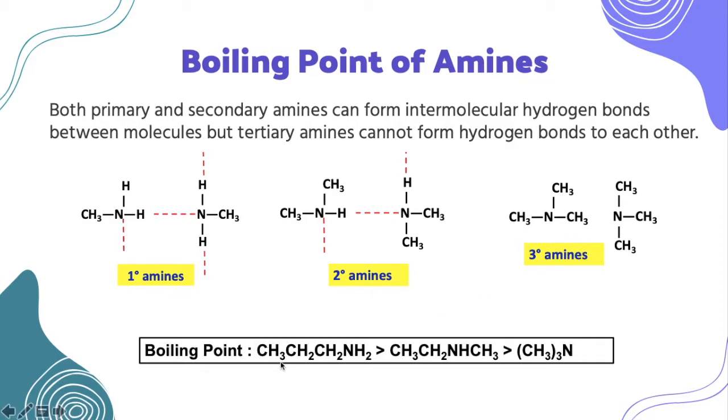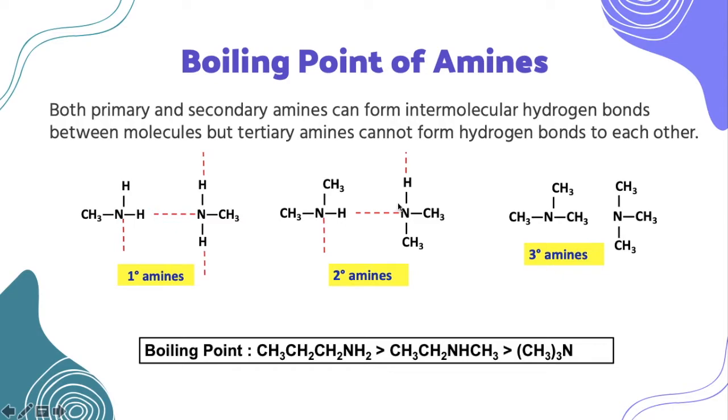That makes the boiling point of primary amine higher than the boiling point of the secondary amine, and the boiling point of primary and secondary amines are higher than the boiling point of tertiary amine. The reason why primary amine has higher boiling point than secondary amines is because primary amine can form more hydrogen bonds than secondary amine. One amine molecule can form 3 hydrogen bonds with other amines.